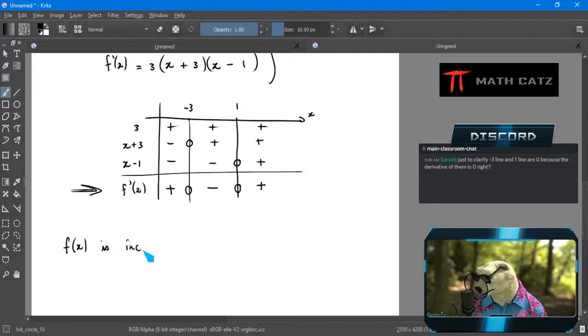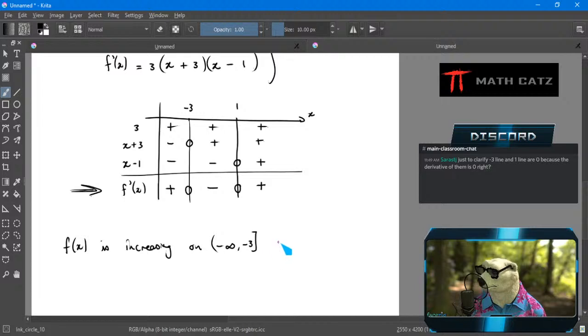F is increasing on, first interval is -infinity to -3. Infinity always gets a round bracket. -3 gets a square bracket because there is a point, but nothing past that. Then I'm going to turn downhill. 0 is okay. Downhill, no, that's not increasing anymore.